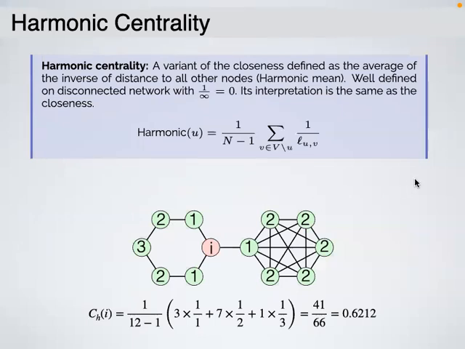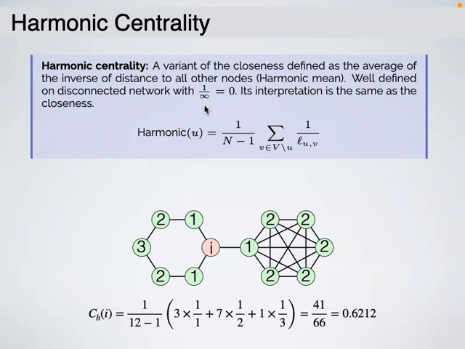So there is a variant of it, which is called the harmonic centrality. It's really the same idea, but instead of taking the inverse of the sum of distance, you're taking the average of the inverse of the distance. What is the interest of doing that? Well, it has one main particular interest, which is that you can compute it even if your network is disconnected.